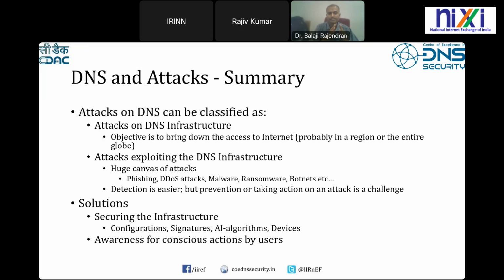There is a huge canvas of attacks which are possible. We know that this is how the querying happens, this is how DNS resolution happens. So what kind of attacks are possible? Phishing attacks are possible. DDoS attacks are possible. Ransomware attacks are possible. Botnets are possible. Malware is possible. Detection is easier, but prevention or taking action on an attack is a challenge. We will look at this in detail in today's session.